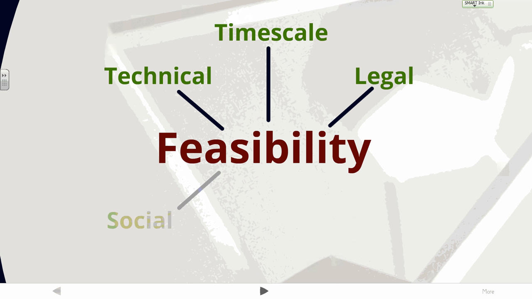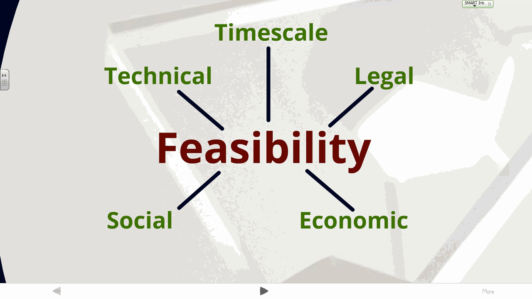Yes, good. Social. Is it socially feasible? Do people want it? And is it financially feasible? Is it going to be economic for us to do this? I think they are pretty self-explanatory, and we have talked about this already, so probably not really worth dwelling on it too long.